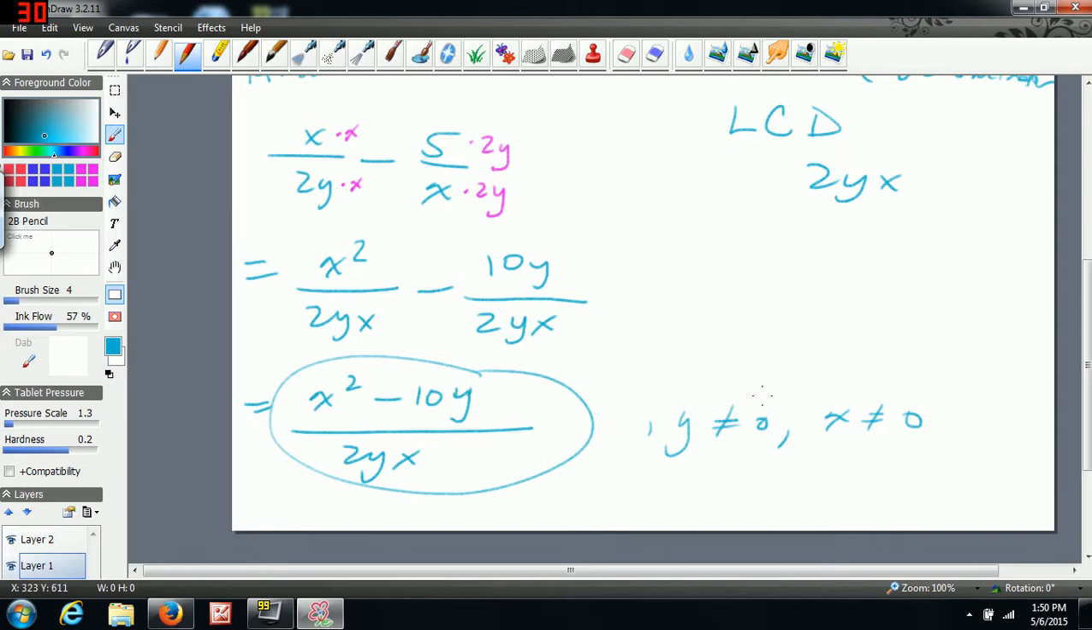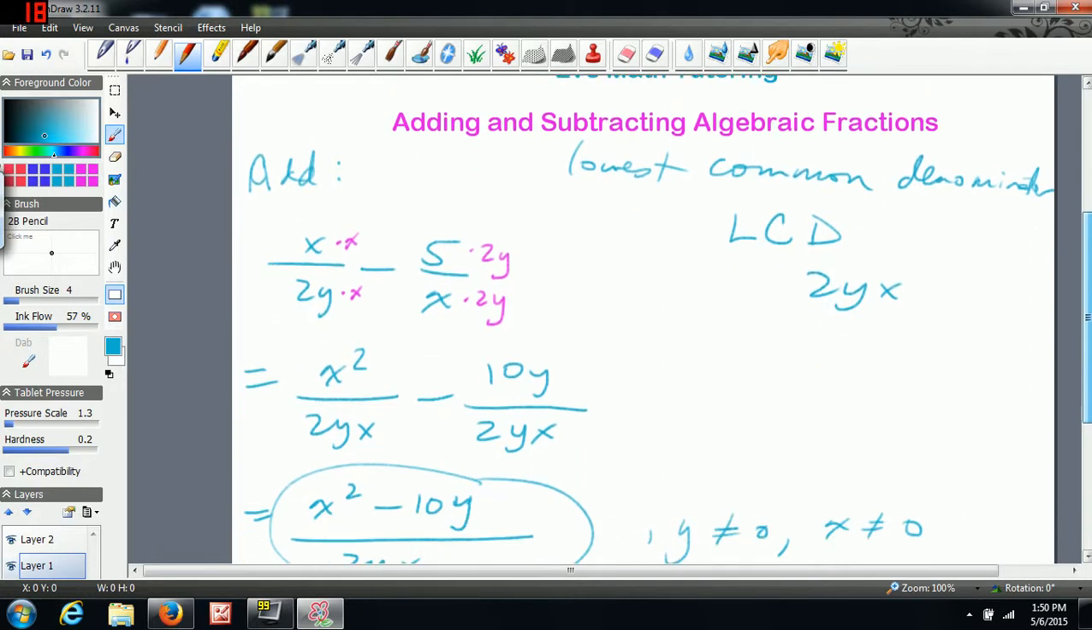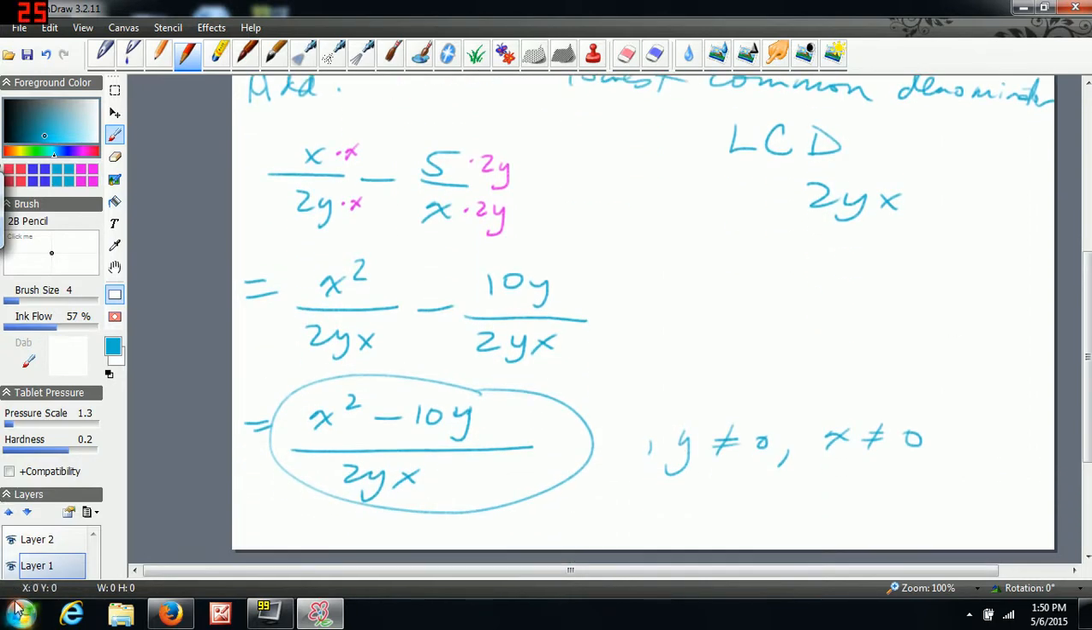So that's how you would subtract. That's a subtracting example. Let's try some other examples.